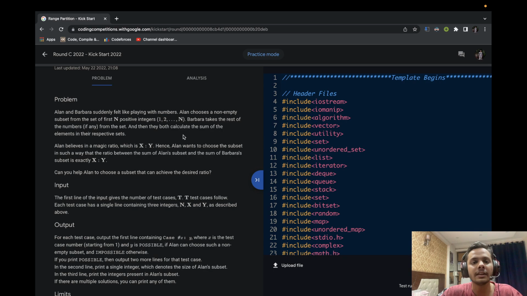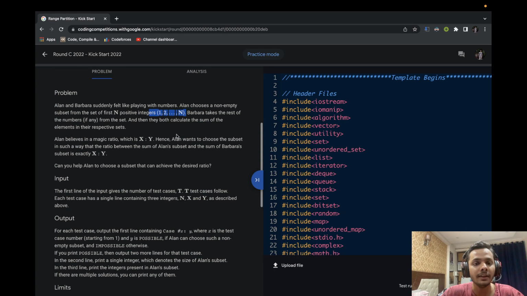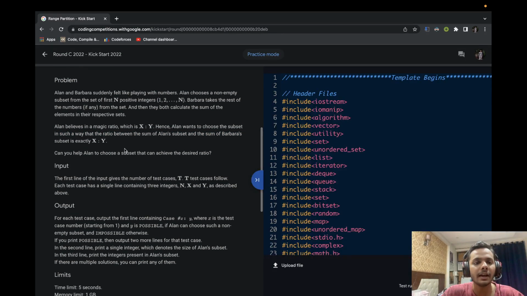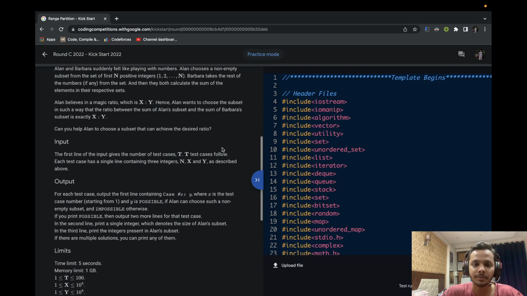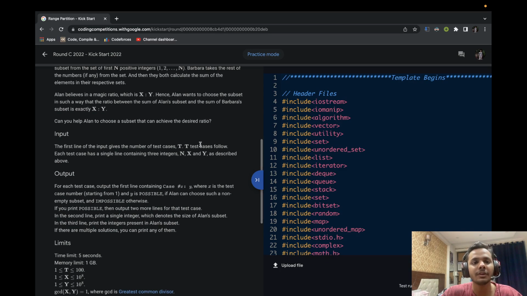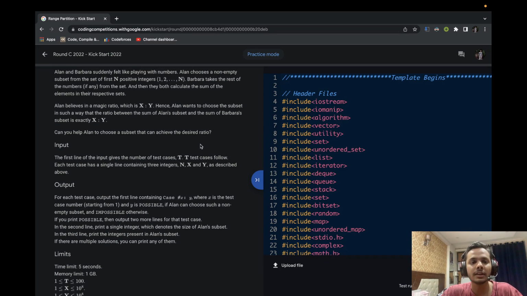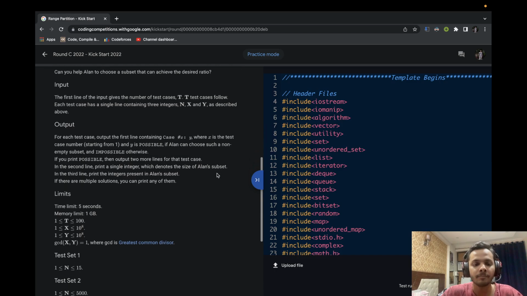Okay, so basically there is a set which contains the first n natural numbers, and Alan is taking an arbitrary subset from this set, and all the remaining numbers are going to Barbara. Okay. Now the thing is that Alan wants to choose his subset in such a way that the ratio between the sum of numbers that he chooses and the sum of numbers that go to Barbara is exactly equal to x over y. Okay, here x and y are numbers whose GCD is equal to 1, obviously. So we have to help Alan choose his subset, right? So what we have to do is tell exactly which numbers Alan should choose such that the ratio of the sums of numbers that Alan and Barbara have is exactly equal to x is to y, right?